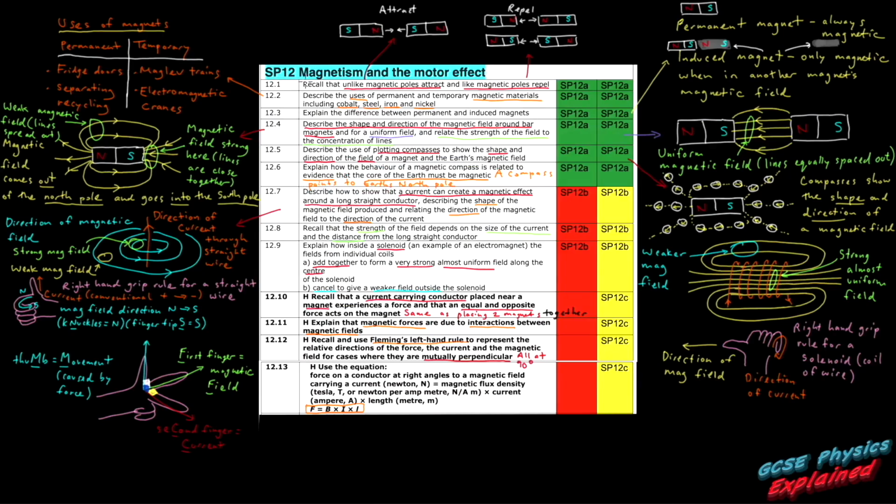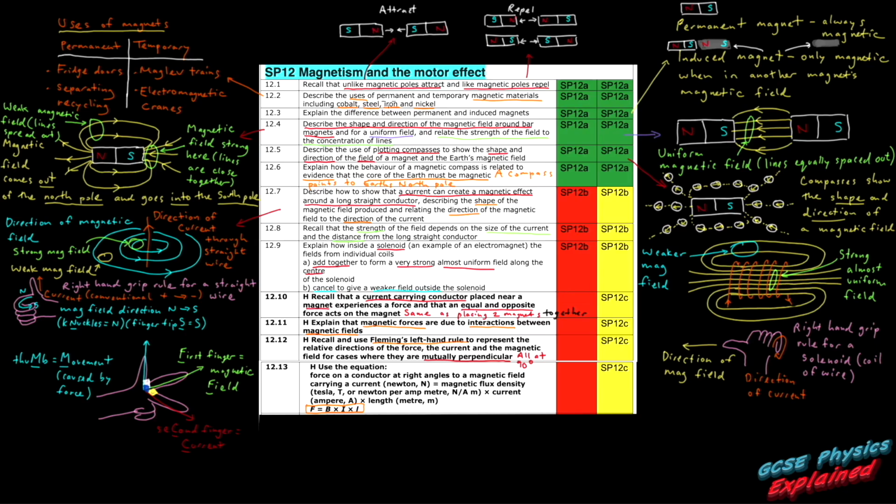Unit SP12 Magnetism and the motor effect. Recall that unlike magnetic poles attract, and like magnetic poles repel. So a north repels a north, a south repels a south, and a north and a south will attract.